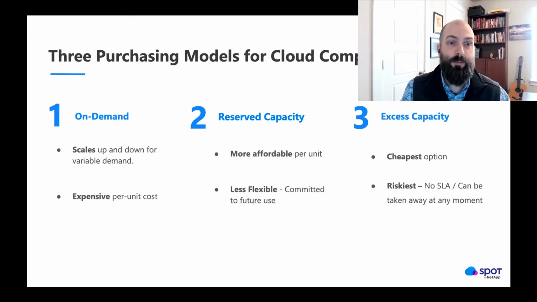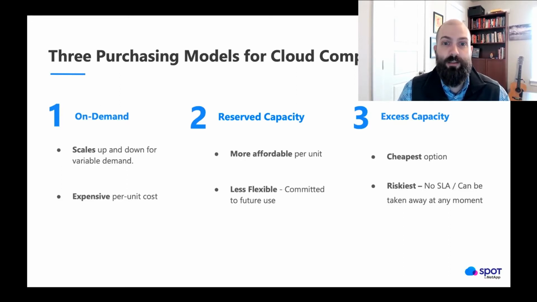So reserve capacity obviously locks you in at a certain discount rate. This is going to get you a little bit of a savings off of on demand, but it does lock you into using that certain instance for either a 1 year or 3 year period. And then last but not least, obviously there's excess capacity. So in the AWS world, that's called a Spot instance. Azure calls it a Spot VM. GCP calls it an interruptible VM.